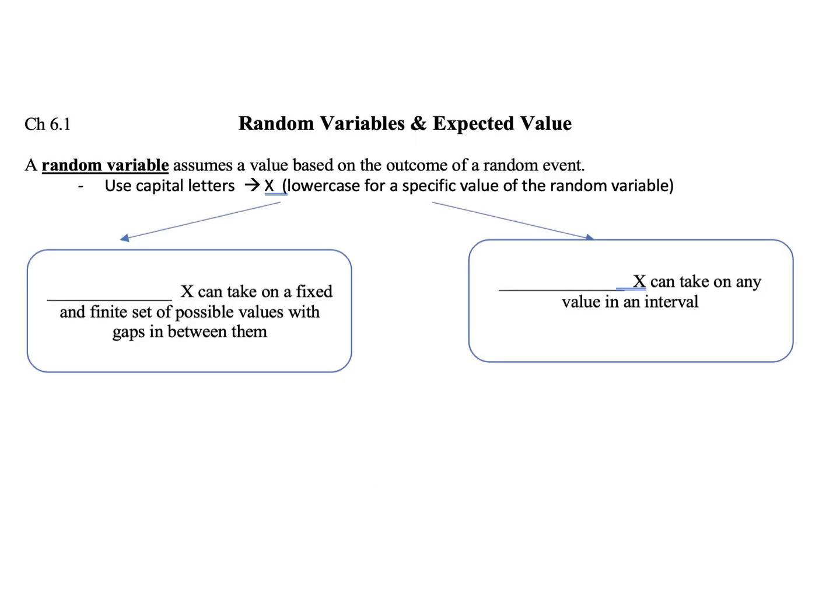So let's establish what a random variable is. Well, it's a variable that assumes a value, so we're talking a number, based on the outcome of a random event. We're going to use capital letters, often capital X, to indicate that we're talking about a random variable. We'll use lower cases to indicate a specific value of that random variable. We'll have both discrete and continuous random variables.